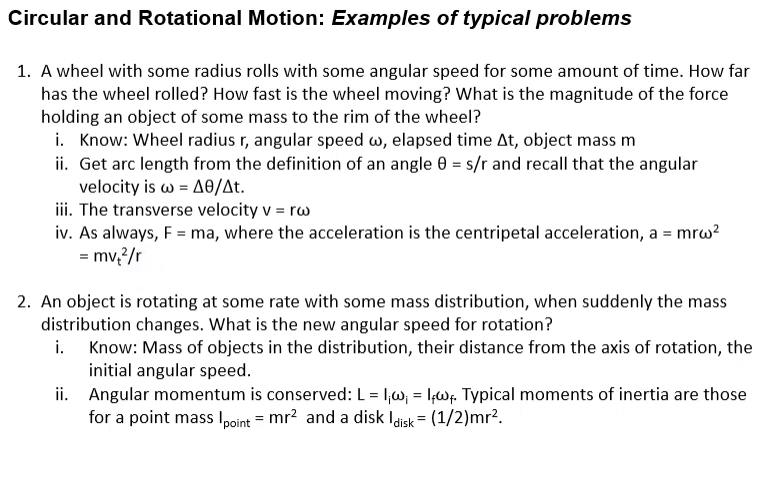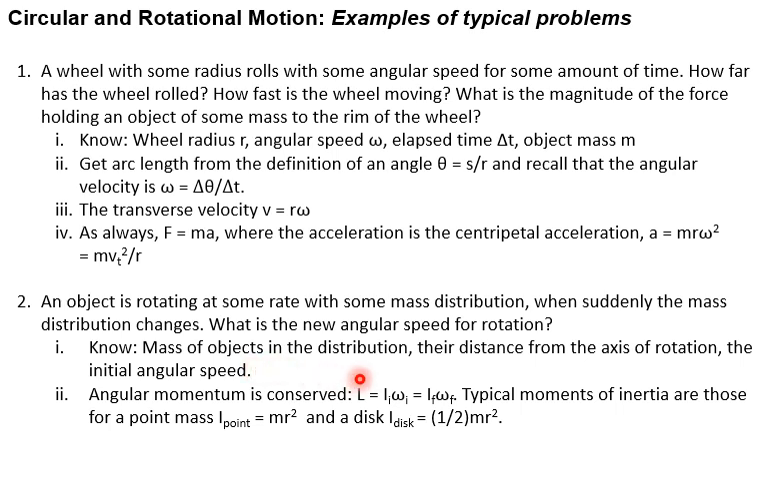So for another type of problem in this class, let's say we have an object rotating at some rate with some mass distribution, and suddenly the mass distribution changes, and we want to know what's the new angular speed. In this case, we're told the mass of the objects in the distribution, their distances from the axis of rotation, their angular speed initially, and we just have to keep in mind angular momentum is conserved.